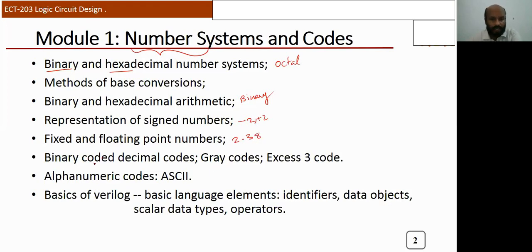Another small topic that we discuss in the last area is the different types of binary codes that we use, like BCD, binary coded decimal, gray code, and XS3 code. One more thing is the alphanumeric code, and in alphanumeric code we'll discuss one example known as ASCII code. In alphanumeric code, we use both numbers and letters for representing the value.